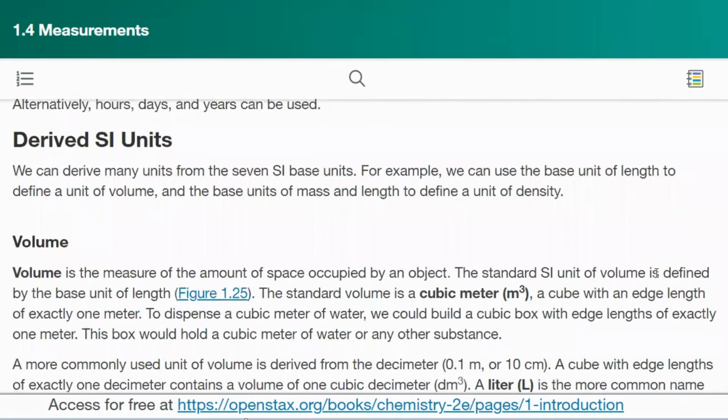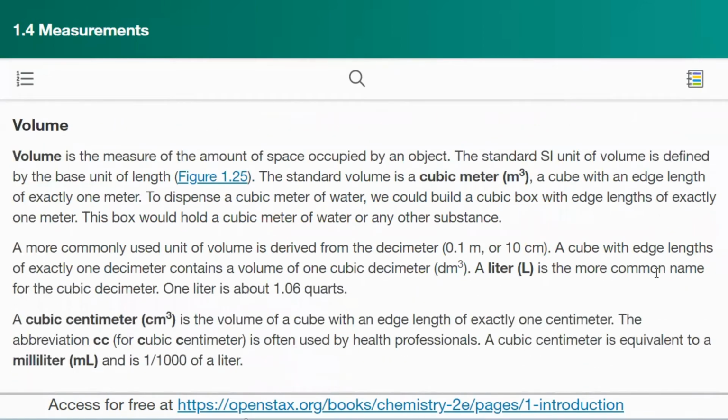Derived SI units. We can derive many units from the 7 SI base units. For example, we can use the base unit of length to define a unit of volume, and the base units of mass and length to define density. Volume is the measure of the amount of space occupied by an object. The standard SI unit of volume is defined by the base unit of length, figure 1.25, which we'll take a look at. The standard volume is a cubic meter, a cube with an edge length of exactly 1 meter. To dispense a cubic meter of water, we could build a cubic box with edge lengths of exactly 1 meter. This box would hold a cubic meter of water or any other substance.